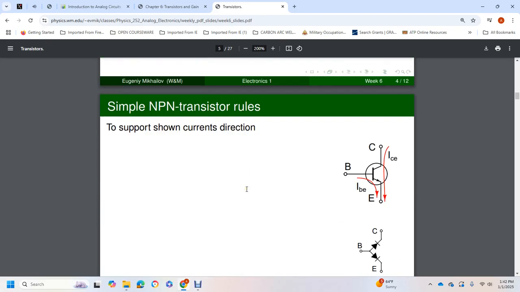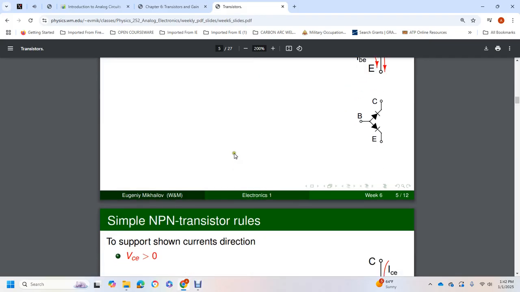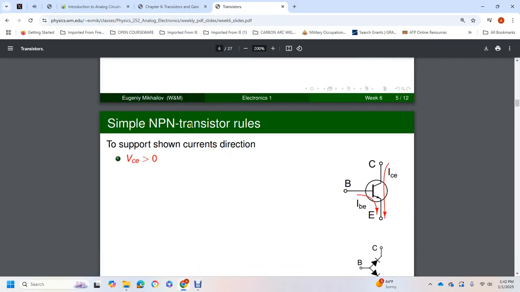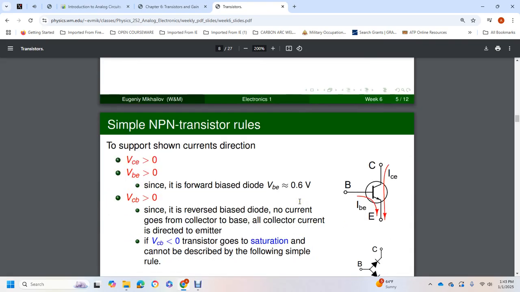So, simple NPN transistor rules. Current shows direction. Simple NPN transistor rules, supporting the shown current directions: voltage collector emitter is greater than 0. Voltage base emitter is greater than 0 since the forward bias of the voltage base emitter is approximately 0.6 volts.